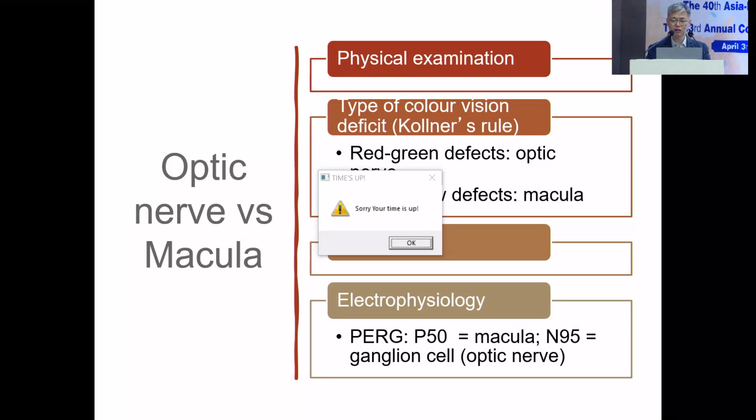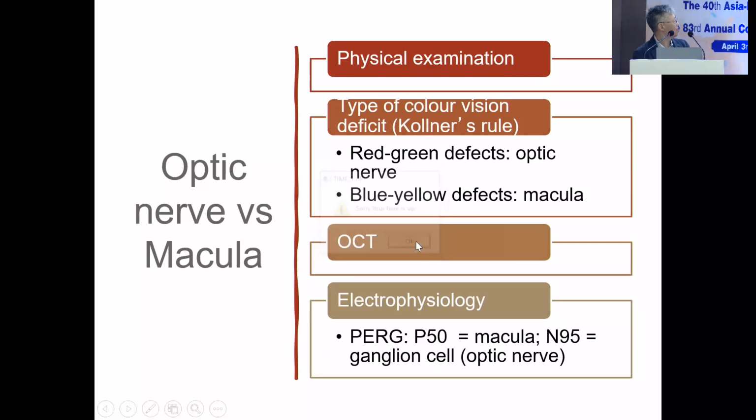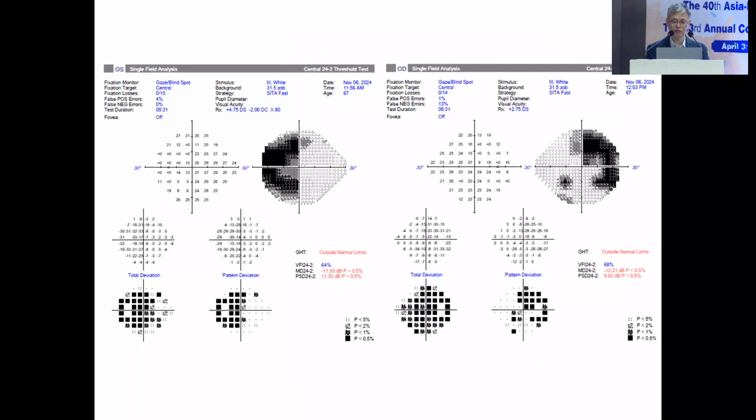So in brief, have a good physical examination, right? Color vision may help, OCTs help, and then if you have access to electrophysiology, now that is definitely helpful, because if you have just pattern ERG abnormality without a VEP delay, you probably have a macular lesion if it's just the P50 that is affected. So I do recommend electrophysiology in cases of doubt.